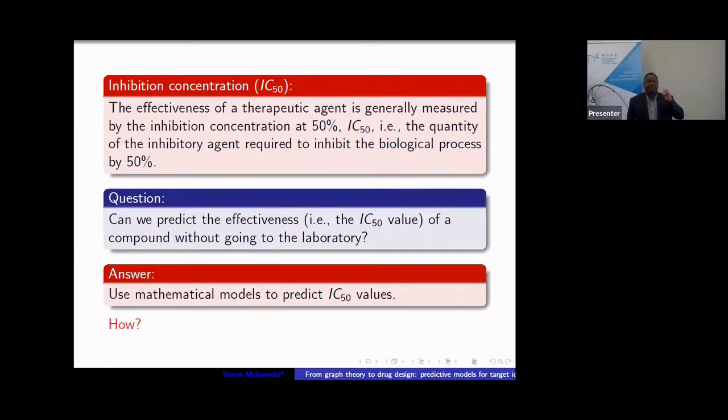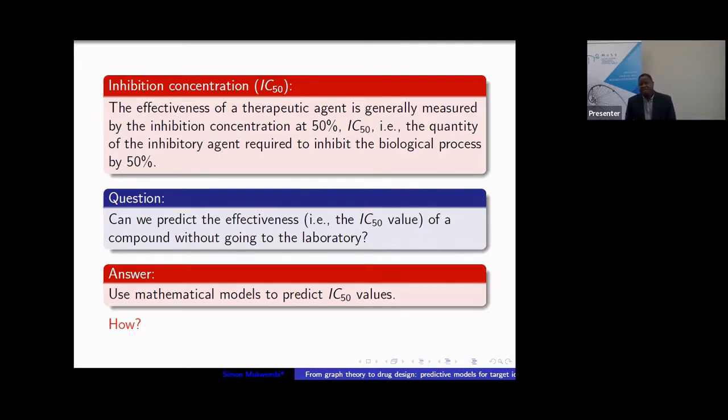Now, just to give a formal definition of the inhibition concentration, that numerical value that we associate with each compound, that is an indication of how good the compound is in performing certain tasks. That is what we call the inhibition concentration, which is basically the quantity that one will need of the inhibitory agent in order to inhibit a certain biological process by 50%.